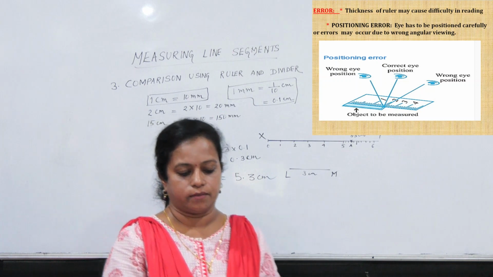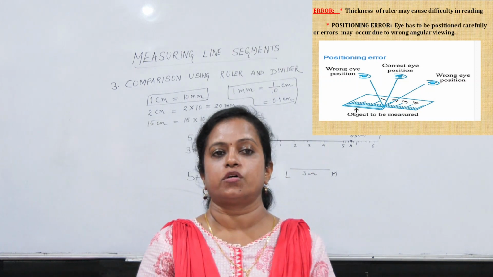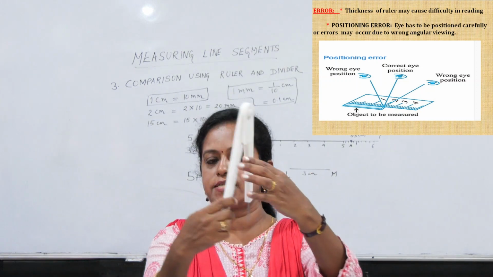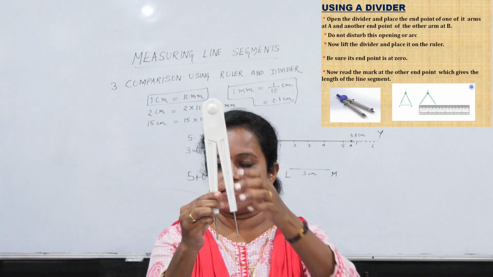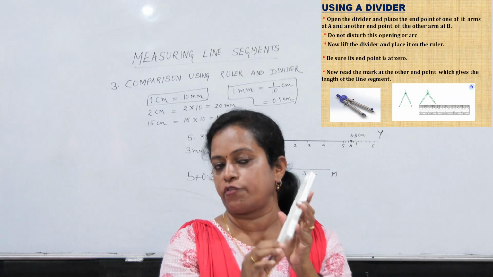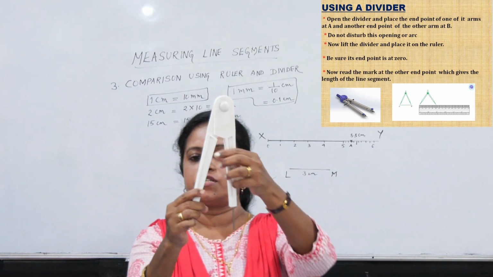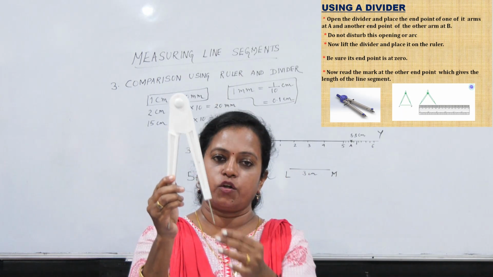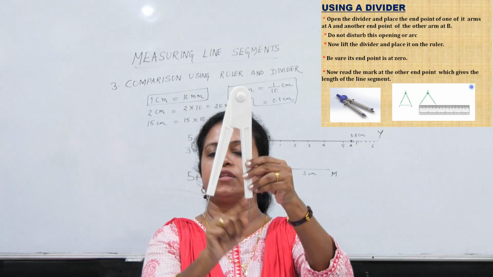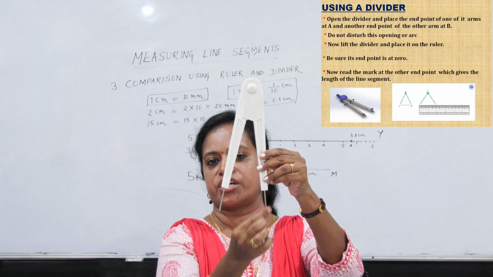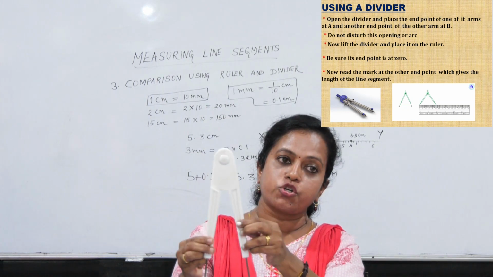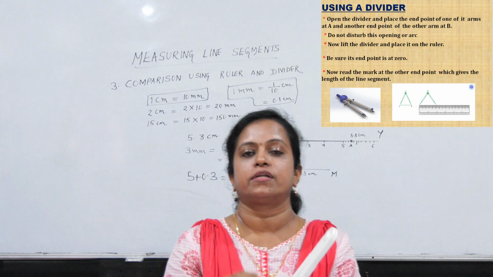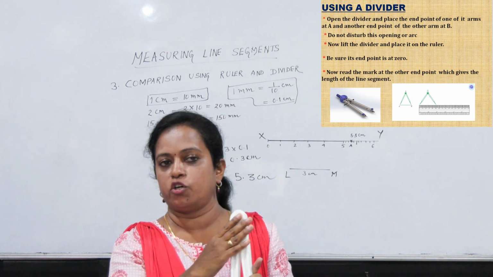Now what is a divider? In your geometry box you have another instrument which is somewhat like this. Can you see? Now this instrument resembles a compass, but it is different from a compass. It is not a compass. You can see you don't have a place where you can insert your pencil. Both the arms have sharp ends. This is called the divider. And you should know about the different tools that are there in your geometry box.